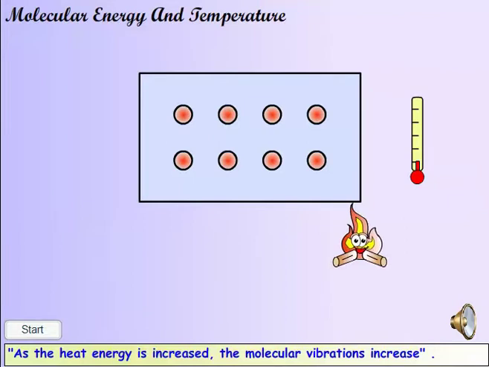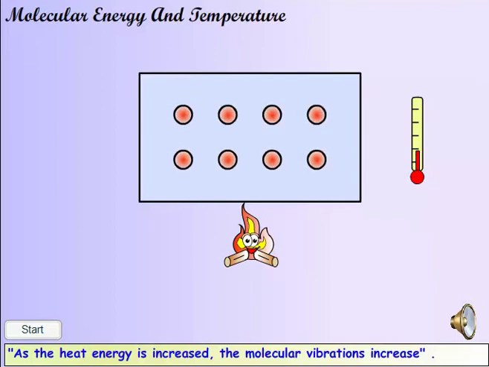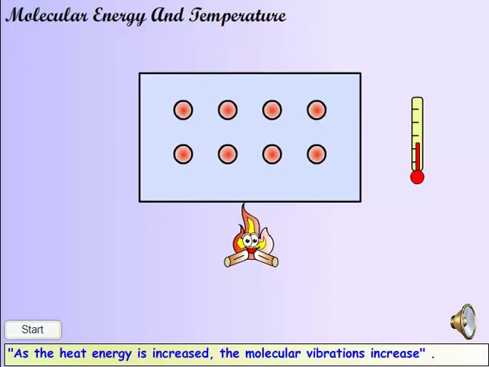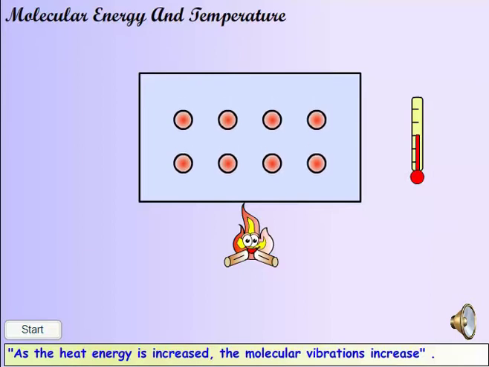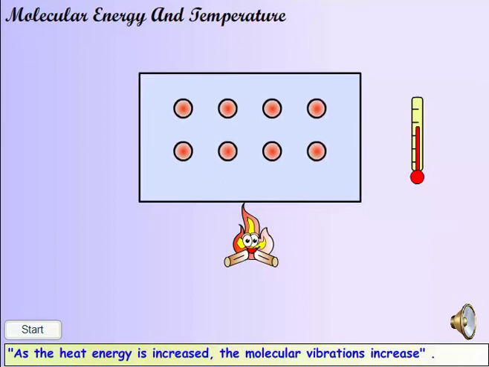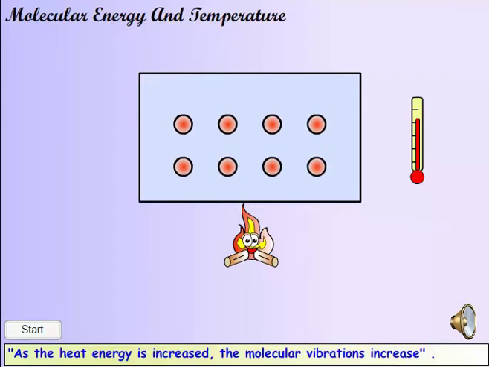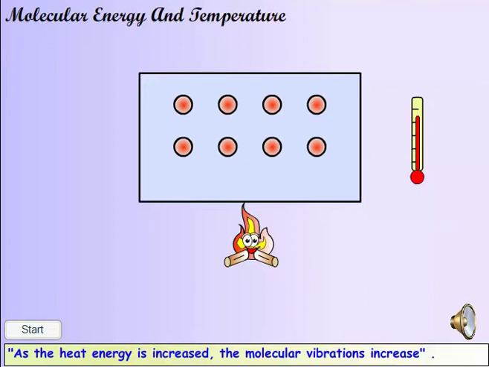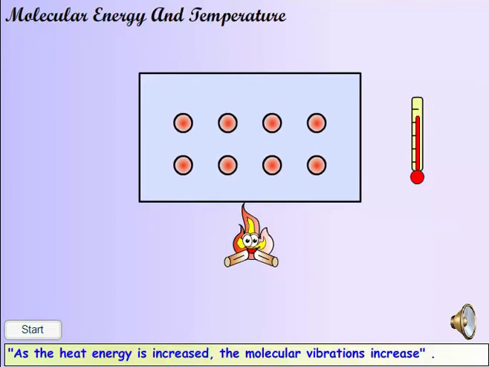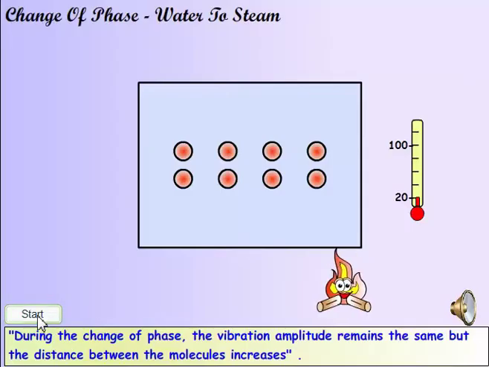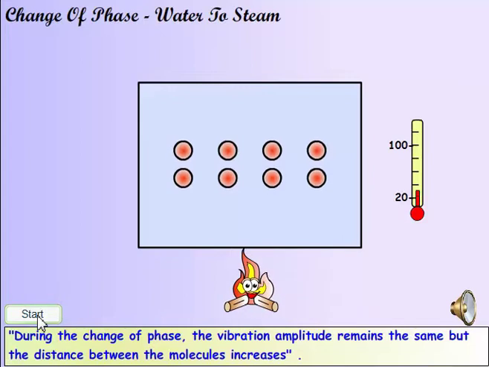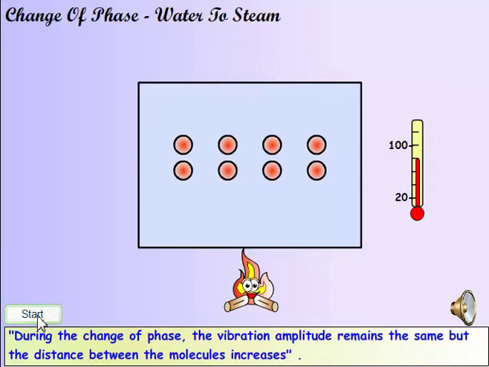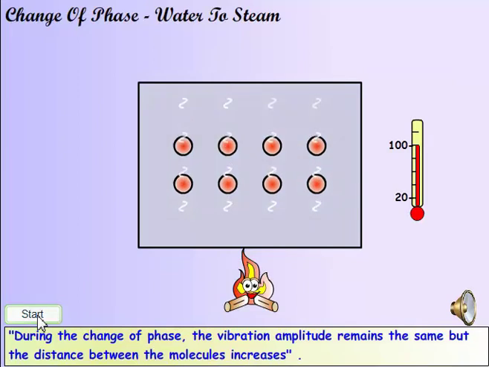As heat energy is increased, the molecular vibrations increase. This increases the internal energy of the body and raises its temperature. During a phase change from, for example, liquid to gas, the amplitude of vibration remains the same. Therefore, the temperature also remains the same, but the distance between the molecules begins to increase.